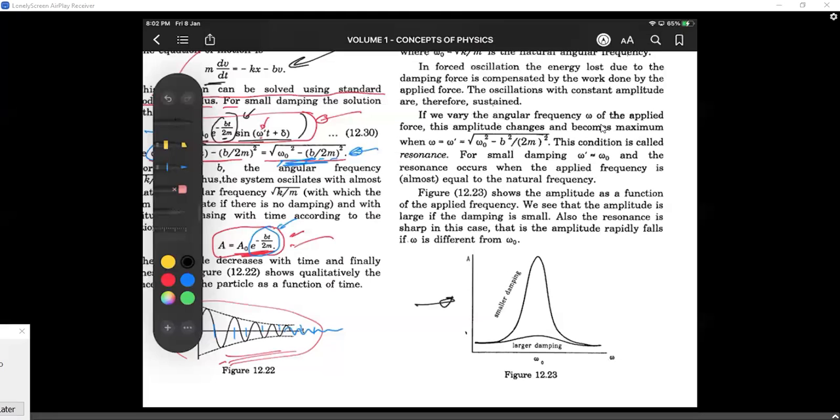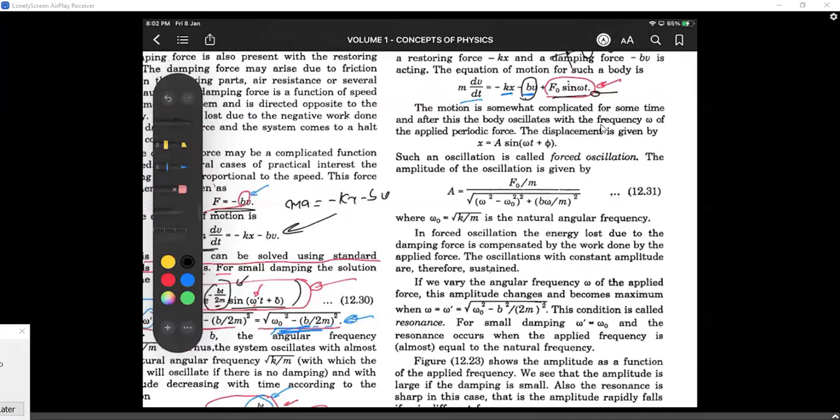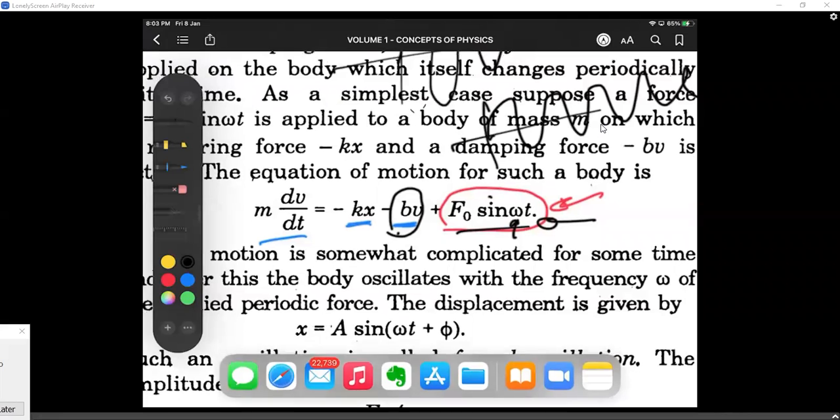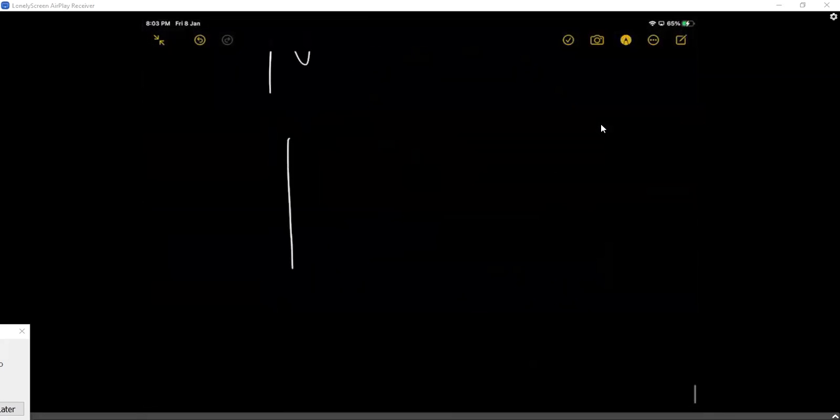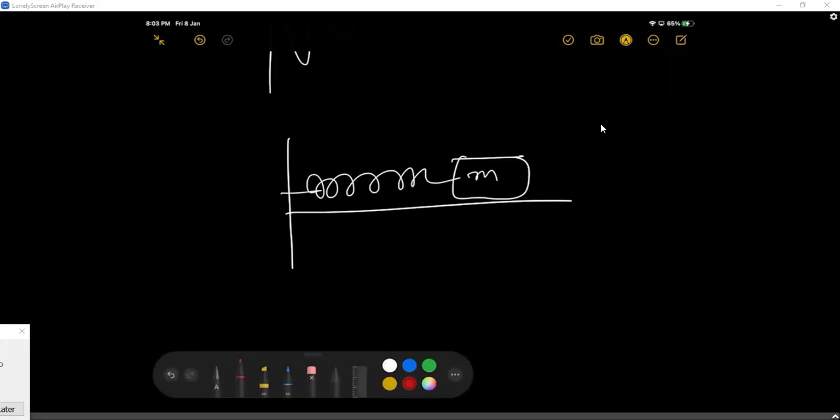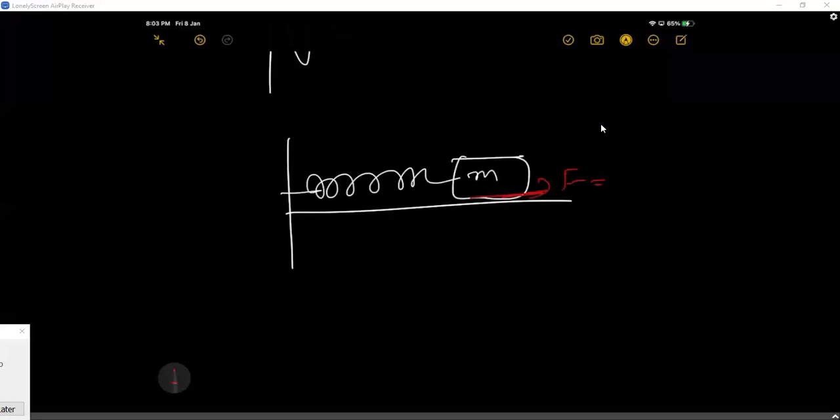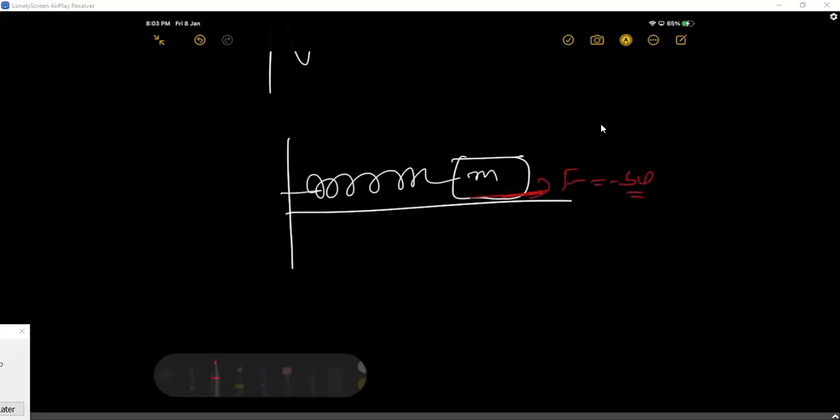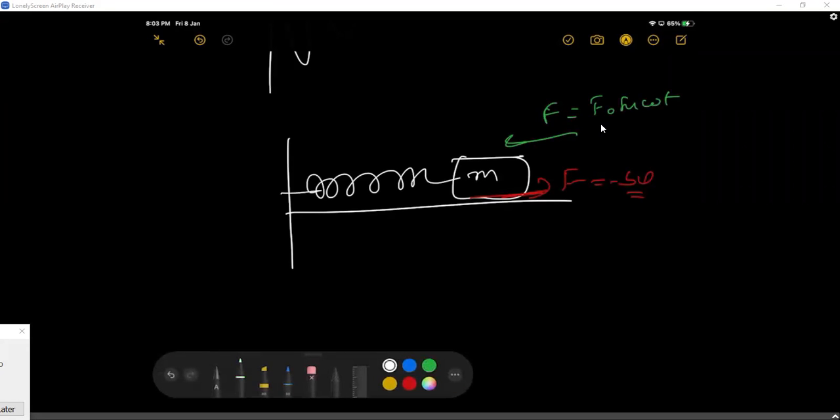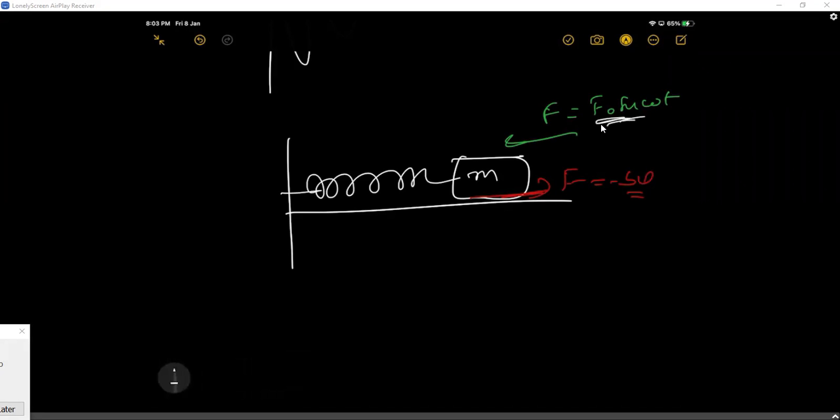But I can tell you one thing about the forced oscillations. Let us take a spring block system with friction or with a viscous force which is varying as minus bv, and they put up an external sinusoidal force F naught sine omega t. Sinusoidal as in the force is varying with time. It's not a constant force.